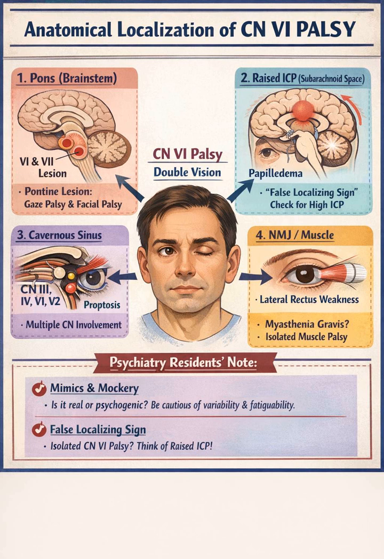Take the sixth cranial nerve. Its function is purely motor. It innervates the lateral rectus muscle, which abducts the eye. When this nerve is impaired, the affected eye deviates medially, and the patient experiences horizontal diplopia that worsens when attempting to look toward the side of the lesion. Localization depends on what additional findings are present.